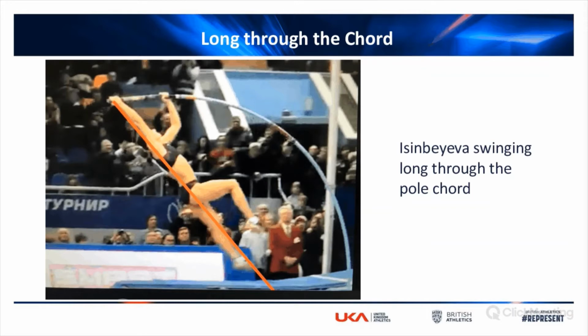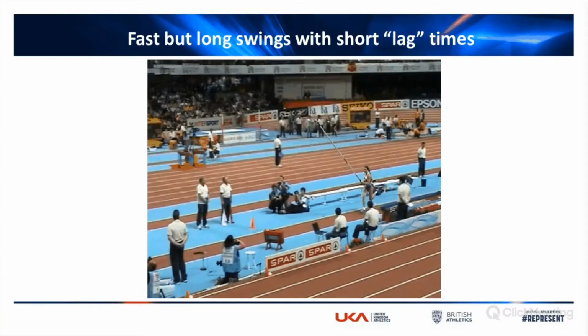And we can see here a great shot of Isinbayeva with a really long body position. You can see how this takeoff leg here is blurry because she's kicking it so hard and fast, and she's right on the chord of the pole, going down into the box with a completely straight body position. And you can see the amount that's loading the pole. The pole's really loading up when she does that, swinging through the chord of the pole.